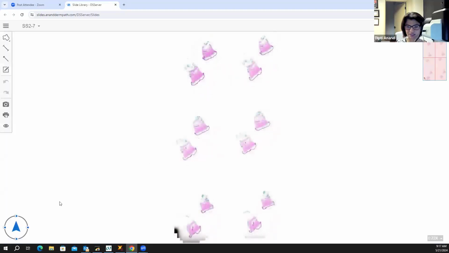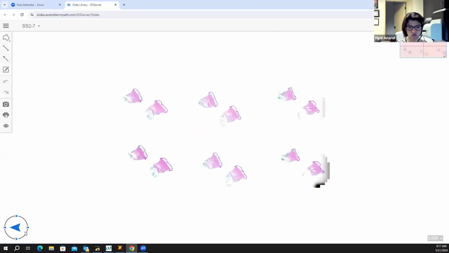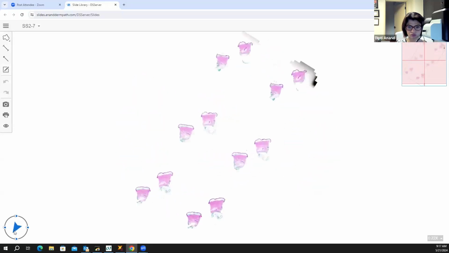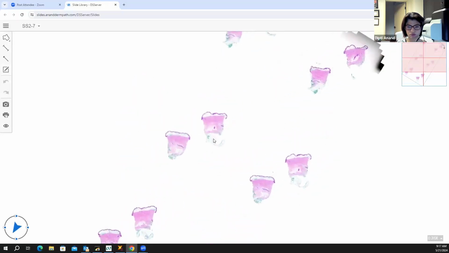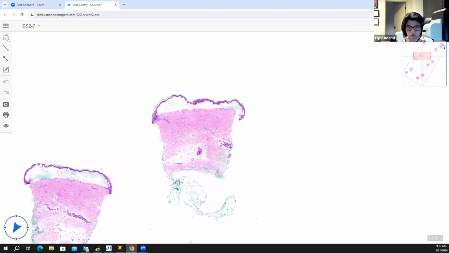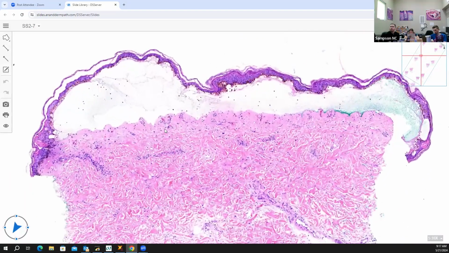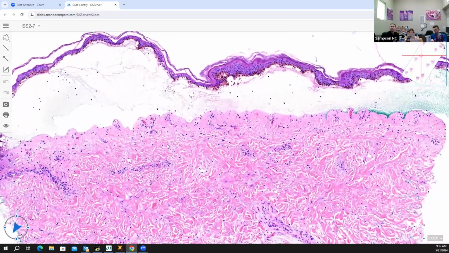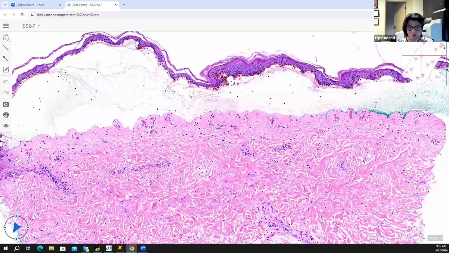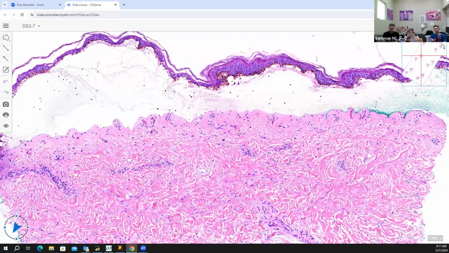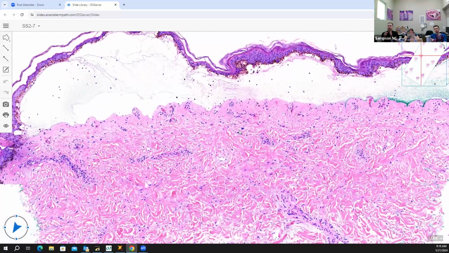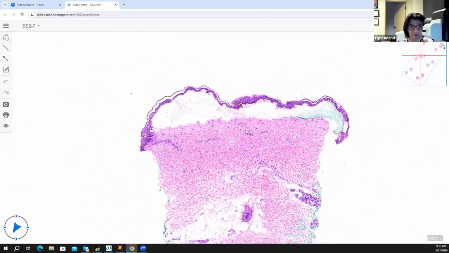Okay, next, slide 7. All right, so it looks like we have a subepidermal blister there. Relatively cell poor. Looking at it, I was thinking between a PCT and a coma blister. Okay, so it is a cell poor subepidermal blister.